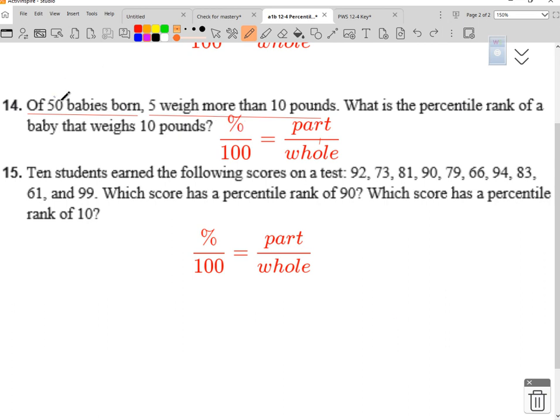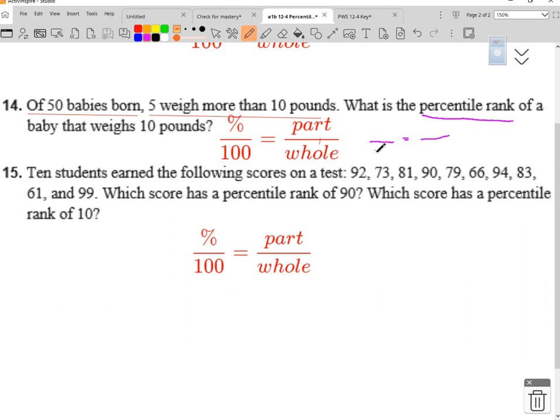It says, of 50 babies born, 5 weigh more than 10 pounds. Do you remember what the definition of percentile rank is? Yeah. It's a number or less, right? So this is 5 may weigh more than 10 pounds. We want to know what is the percentile rank of a baby that weighs 10 pounds. All right, so we're going to give ourselves a proportion.